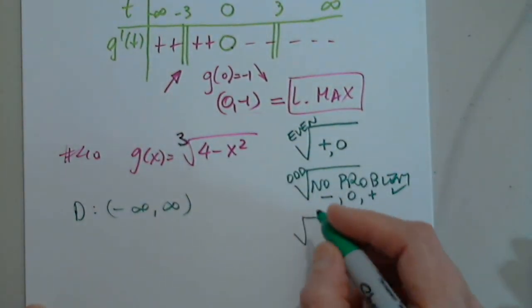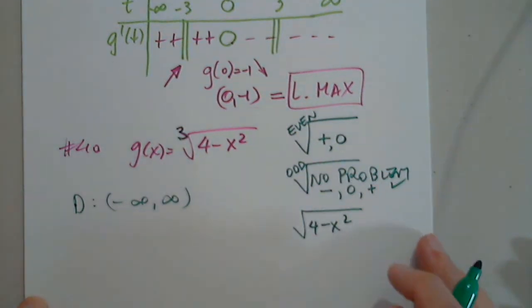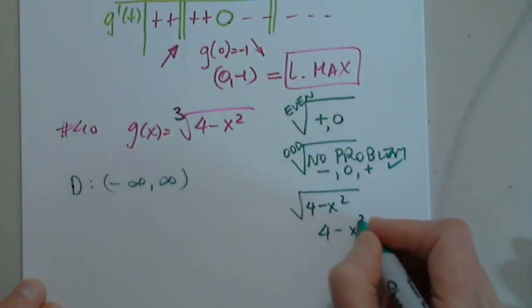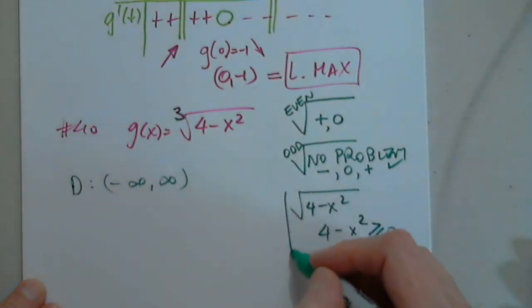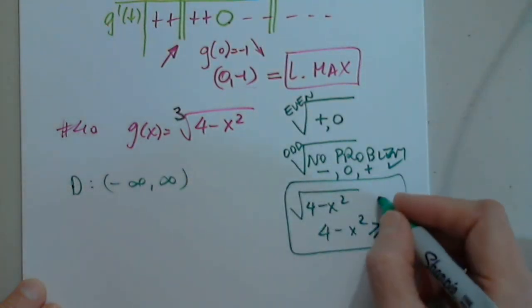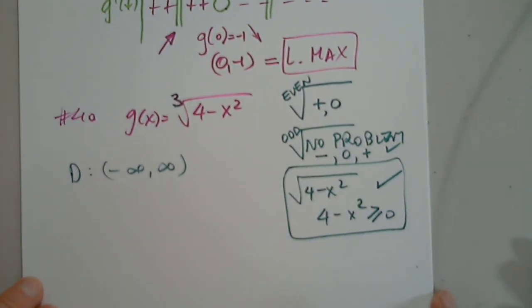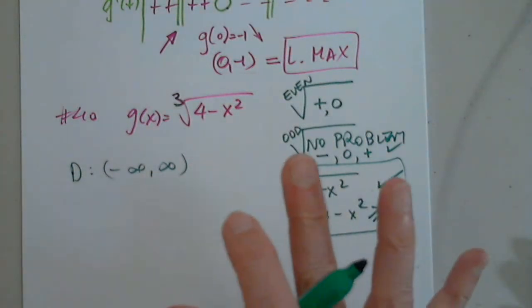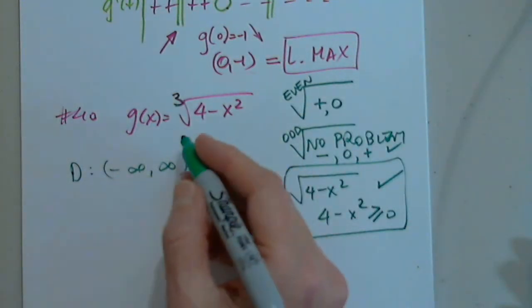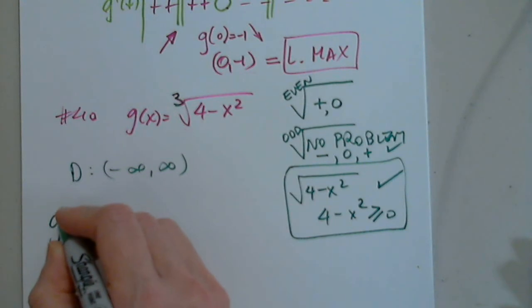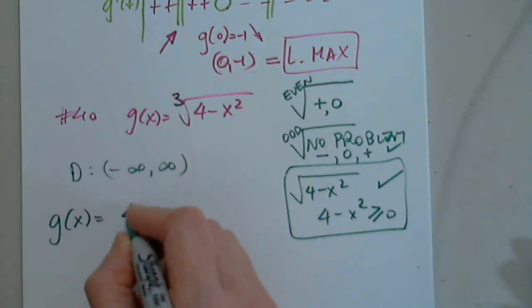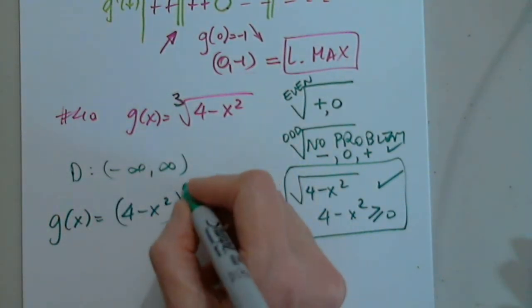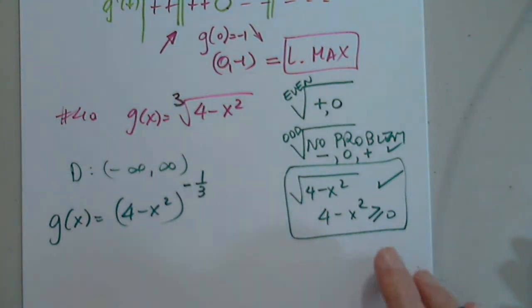If this were the square root of 4 minus x squared, I would have had to write 4 minus x squared greater than or equal to 0, solve, and get the domain. I completely agree. Thank you. Okay, so in that case, all I have to worry about is find g prime. So first, I will rearrange the function so I can make it easier for myself.